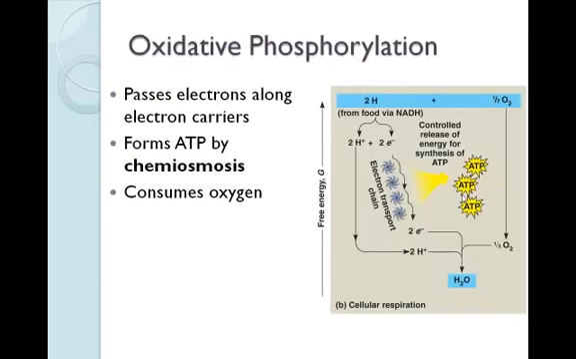Now that we've collected all the hydrogens from glucose, we can now put them to work to form ATP. The hydrogens that are carried by NADH and FADH are passed through the electron transport chain. The electron transport chain uses the process of oxidative phosphorylation to pass electrons to oxygen. So this process consumes oxygen and forms ATP in a process called chemiosmosis.